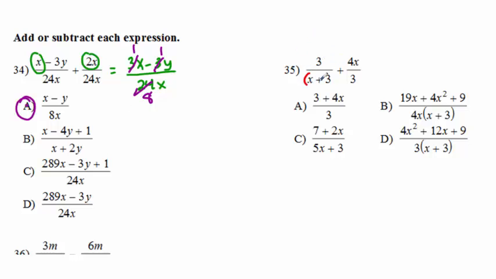On 35, I need to get common denominators, and my common denominator is going to be a combination of the two denominators I already have, 3 times x plus 3. That means I need to multiply the first fraction by what it's missing, which is 3. I need to multiply the second fraction by what it's missing, which is x plus 3.